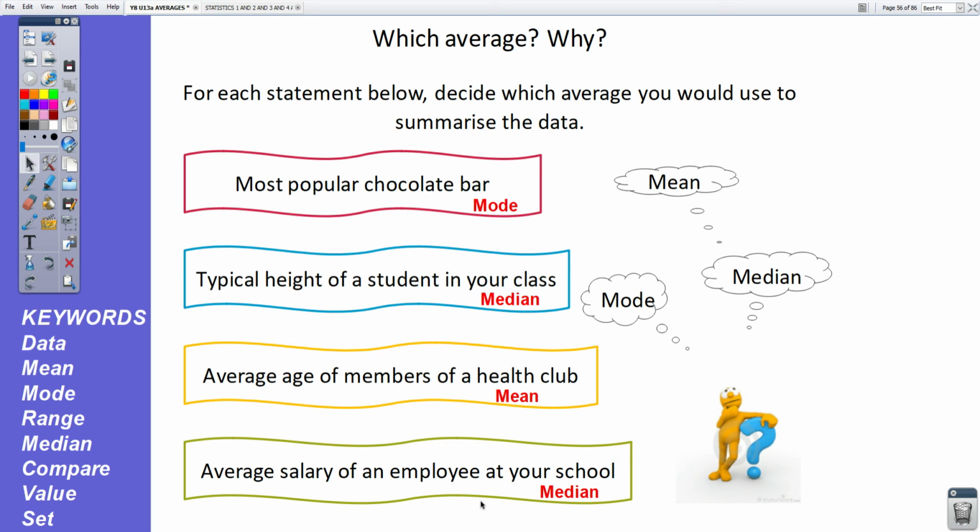So again, we've got to get rid of the extremes, people who perhaps earn a very small amount from the set of data. And therefore, once again, for the average salary of an employee, the median value would be the best average to take. Moving on.